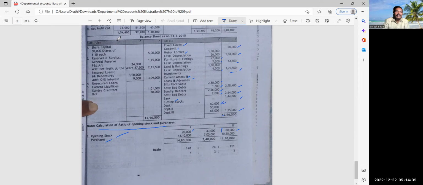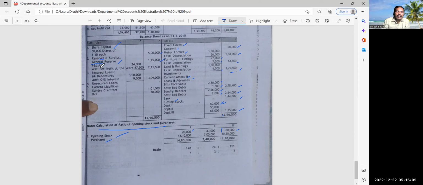Asset side is over. Now liability side. Since you have already marked all the 3 asset side assets, liability side have to be written. If there are adjustments, also you have to adjust. Okay. So share capital. So 50,000 shares of rupees 10 each, 5 lakh rupees. Reserves and surplus. First you need to write, okay, so this is a heading, reserves and surplus. Okay. So general reserve 1,45,000 is there.